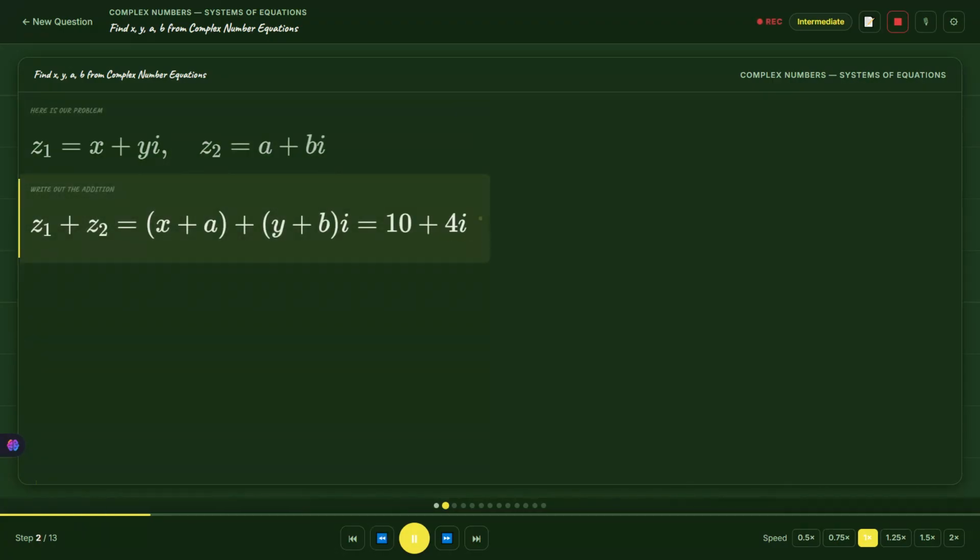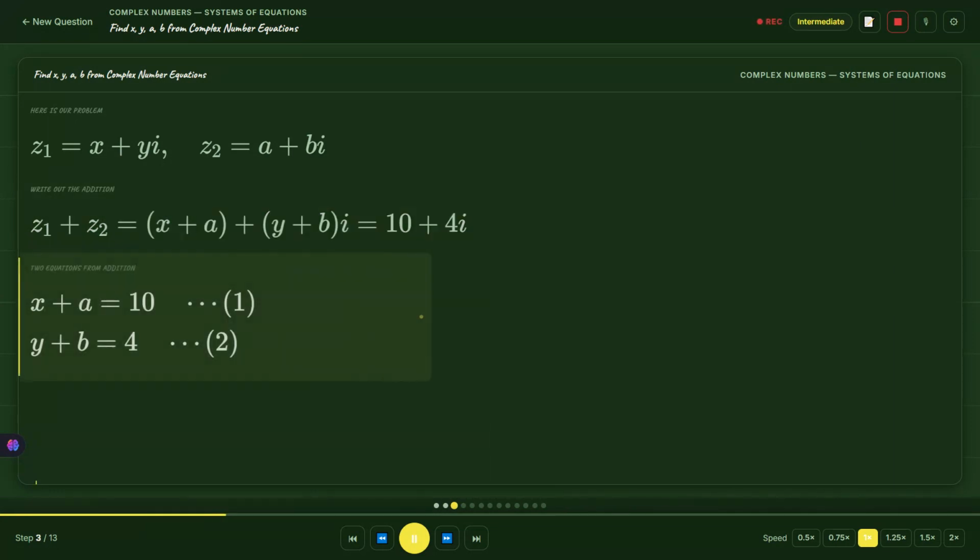Let's add z1 and z2 together. The real parts x and a go together, and the imaginary parts y and b go together. This has to equal 10 plus 4i. Now we match up the pieces. The real part on the left must equal the real part on the right, so x plus a equals 10. And the imaginary part tells us y plus b equals 4.